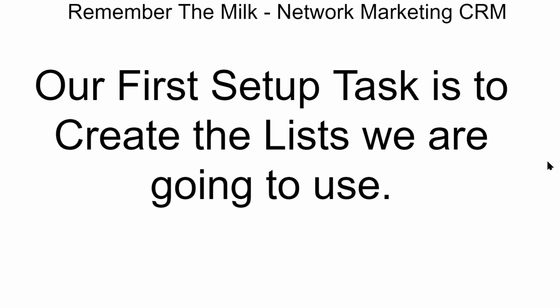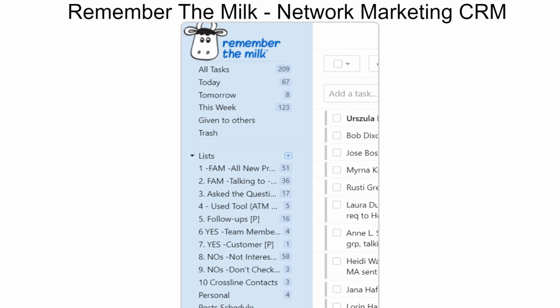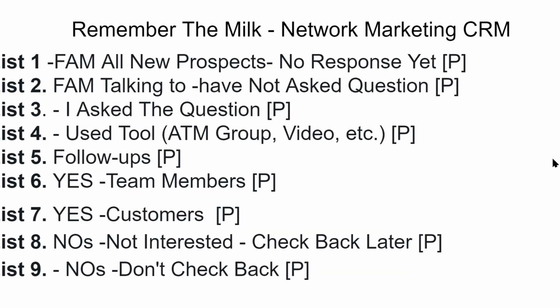So our first task, if we're going to be using this, is to set up the list that we're going to use. And here's what mine look like, but we'll do it here. List 1 is new prospects. They haven't responded to me yet. Once they do respond, I move them into the next where I'm talking to them, but I haven't asked them the question yet. When I do ask them the question, I move them to the next list.